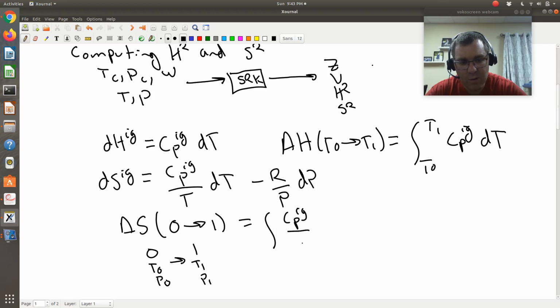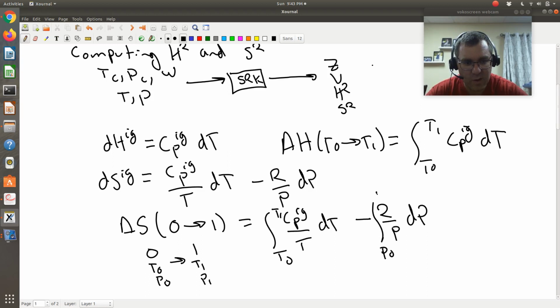So delta S then, going from some state 0 to state 1, would be the integral of Cp ideal gas over T dT, that's an integral from T naught to T1, minus the integral of R over P dP, and that's just a simple log ratio of pressures, but let me just write it as such for now. So that second term I can readily evaluate. And then this first term, just like here, remember heat capacity of an ideal gas is only a function of temperature.